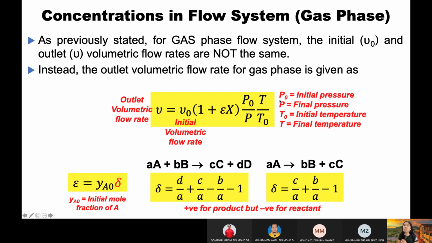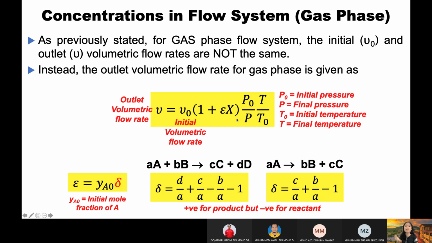Tetapi if your reaction is non-isothermal, meaning semasa tindak balas berlaku exothermic ke, endothermic ke, or sometimes you supply heat to the system, so of course akan ada perubahan suhu. So then adalah nilai T dan T naught itu. Okay, so kalau ada, then you have to include the T per T naught. Kalau tak ada, tak payah include T per T naught. Okay, done. Next, I explain epsilon.